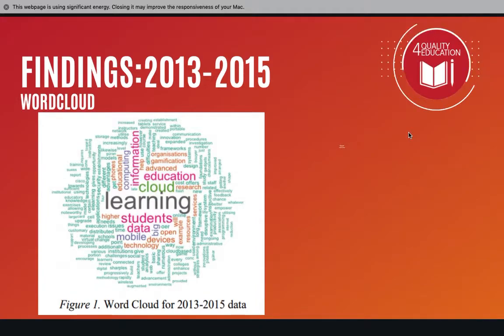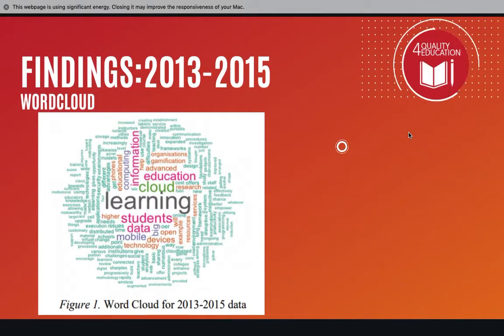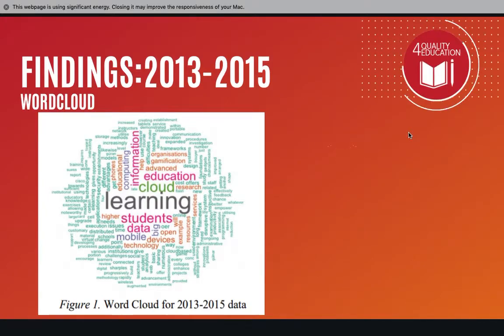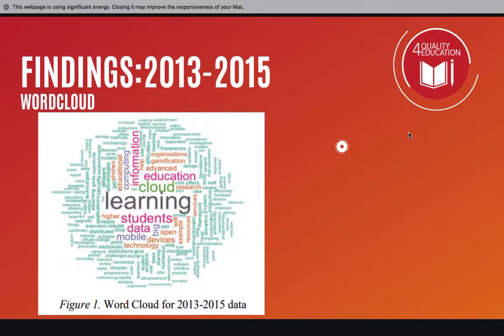The findings displayed on this page are that of the word cloud of 2013 to 2015, where you can see the words learning, education, information, computing, students, data, big, and so on. This implies that in 2013 to 2015, the driver behind technology disruptions is due to the need for information and more easily accessible management of data, such as the cloud.